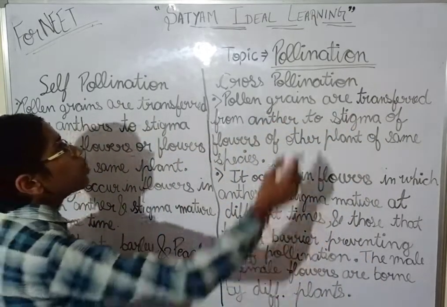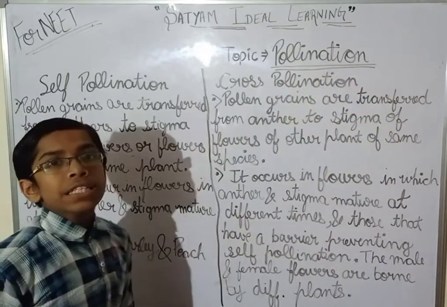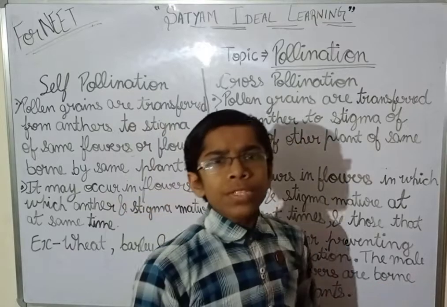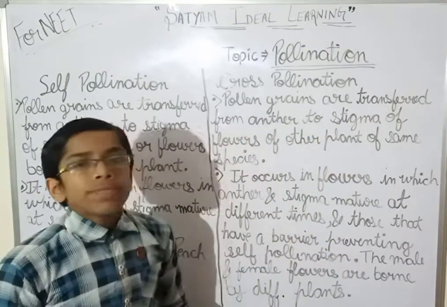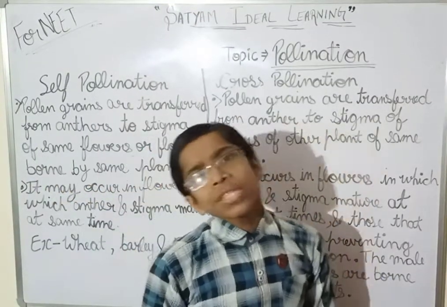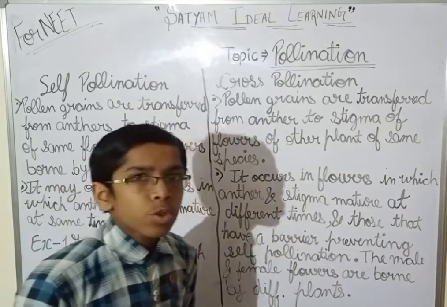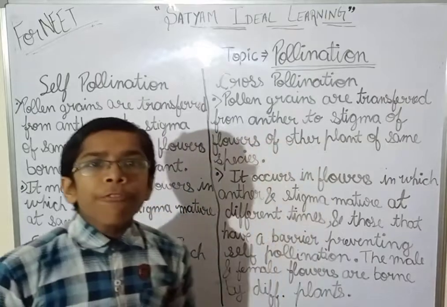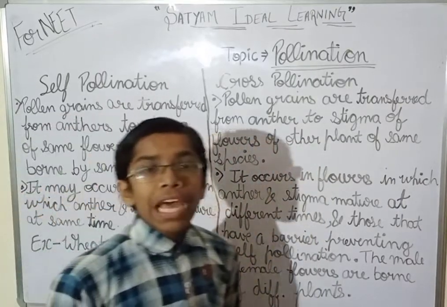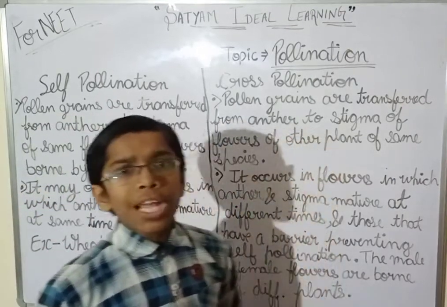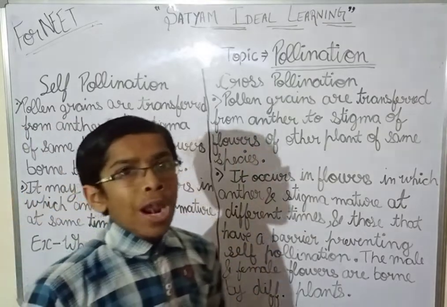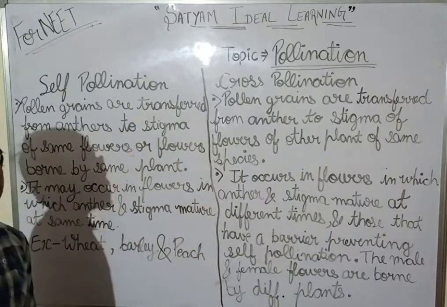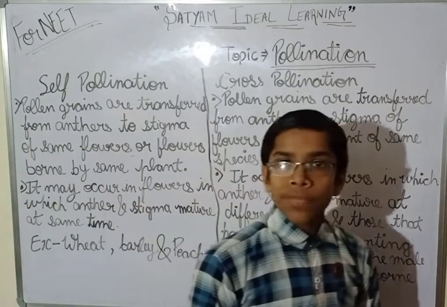Okay. Now, pollination. What is pollination? Before discussing pollination, may I revise something? There are two kinds of flowers: one is unisexual and one is bisexual flower. As I have told you, there are four whorls of a flower. What are those whorls? Calyx, corolla, gynoecium and androecium.